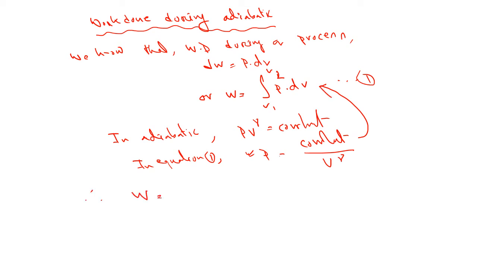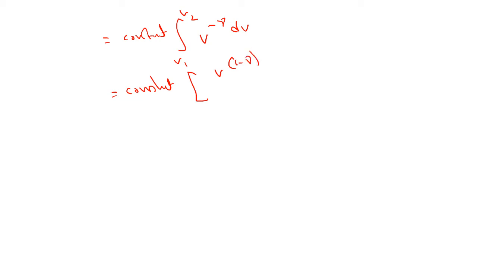Therefore W equals the integral from V1 to V2 of constant dV by P to the power gamma. I think you understood up to this. Now, the next constant we can write is the integral from V1 to V2 of P to the power gamma into dV. The next we can write constant, and I can write V to the power 1 minus gamma by 1 minus gamma, from V1 to V2.